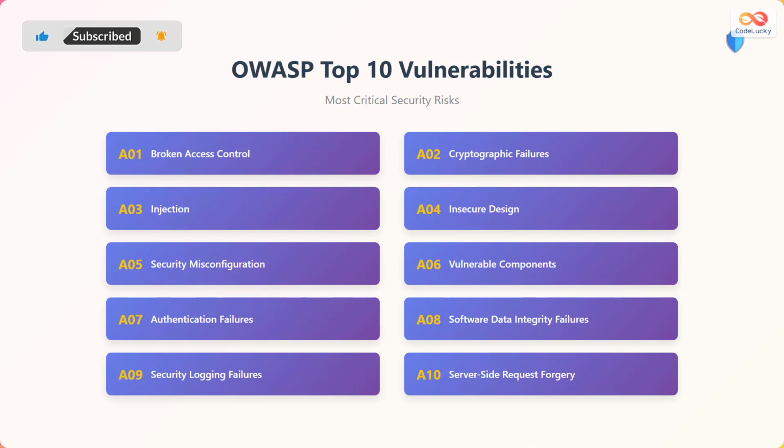A05 is security misconfiguration, covering improperly configured security settings. A06 deals with vulnerable and outdated components in applications. A07 covers identification and authentication failures. A08 addresses software and data integrity failures. A09 focuses on security logging and monitoring failures. Finally, A10 covers server-side request forgery, or SSRF, vulnerabilities. Each category represents a significant threat that organizations must address.